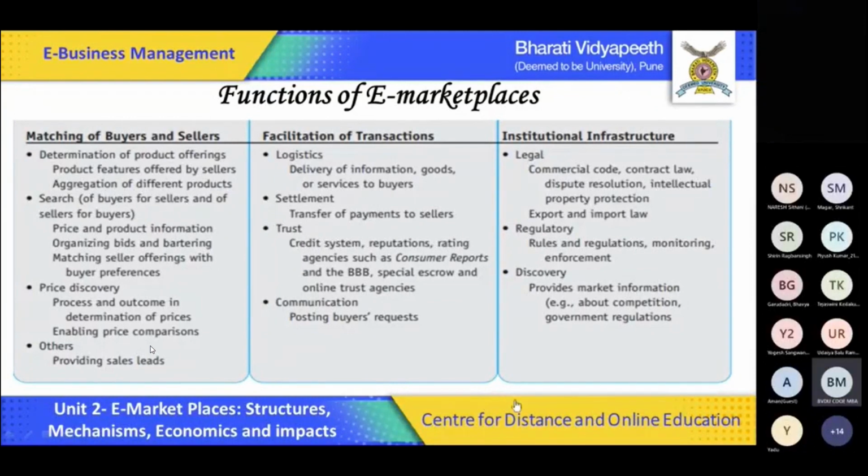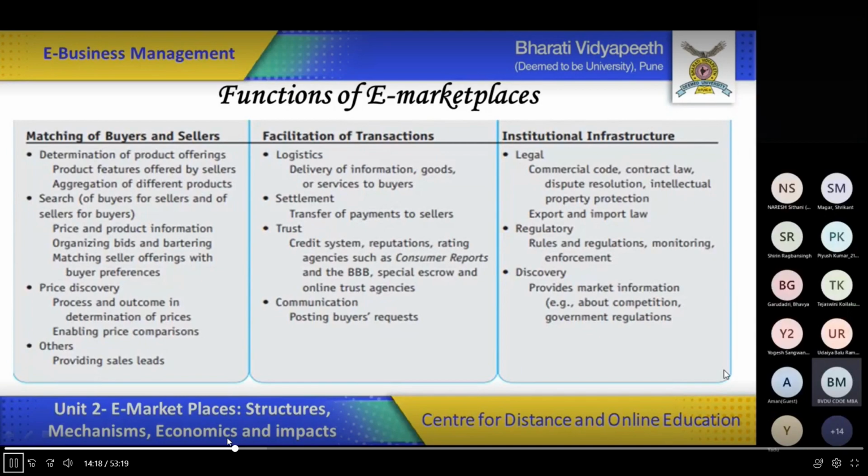I would suggest you just read this so that you will get more clarity about the functions, like matching of buyers and the sellers. Here they will match the buyers with the sellers, because they will try to find out what product offerings are available with buyers.